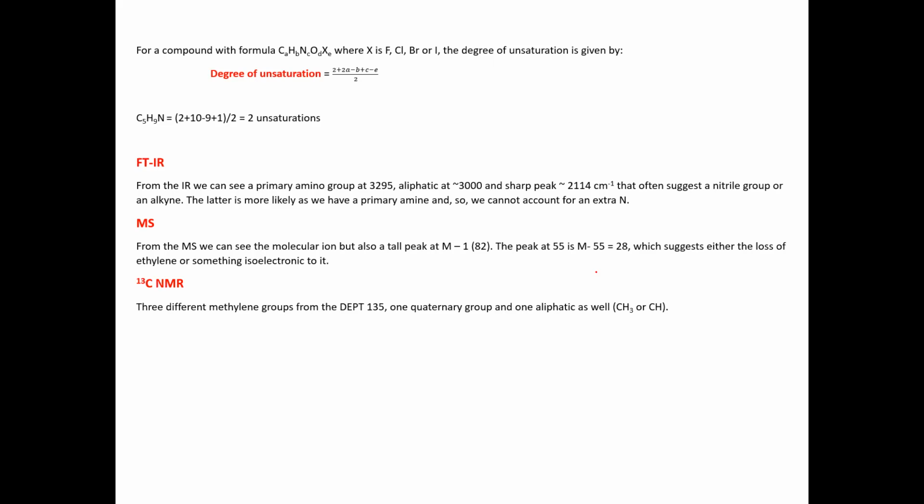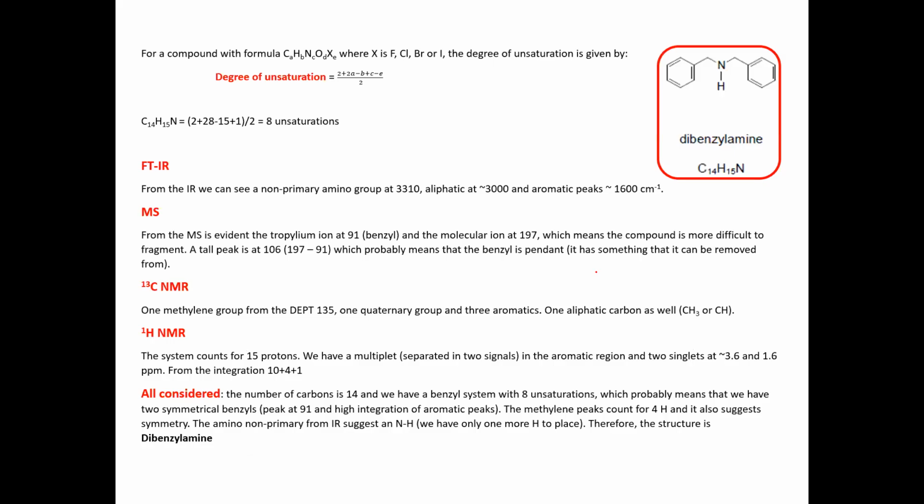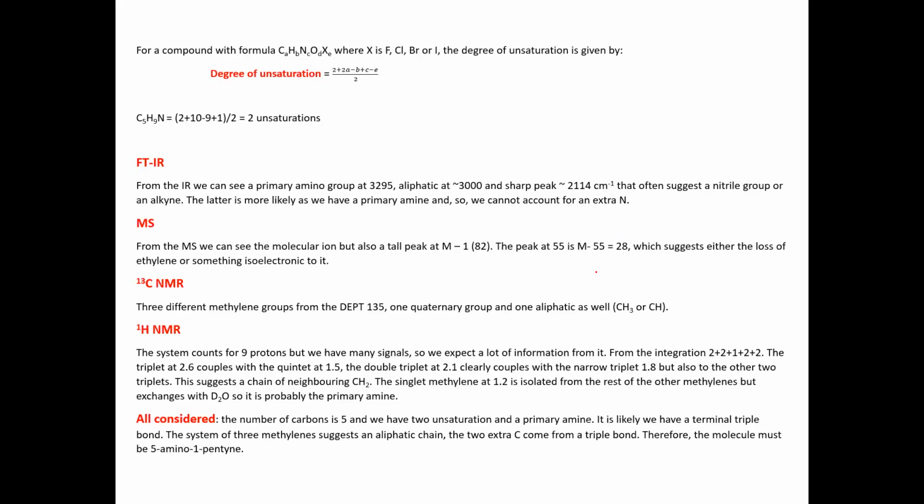Carbon-13, as usual, tells you a lot. 3 different methylene groups, 3 different ones. We saw that there is no symmetry at all. The proton NMR comes from 9 protons, but we have many signals. Most of them are from the CH2s, apart from the one on the far right, which exchanges with D2O, which might be connected to the amino group. Okay? So this is the structure you want to see.